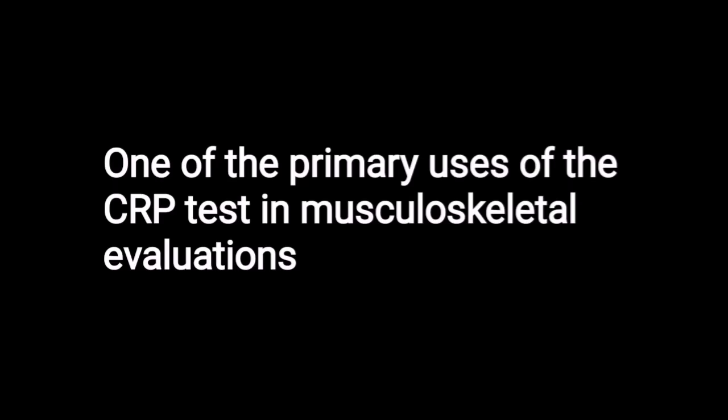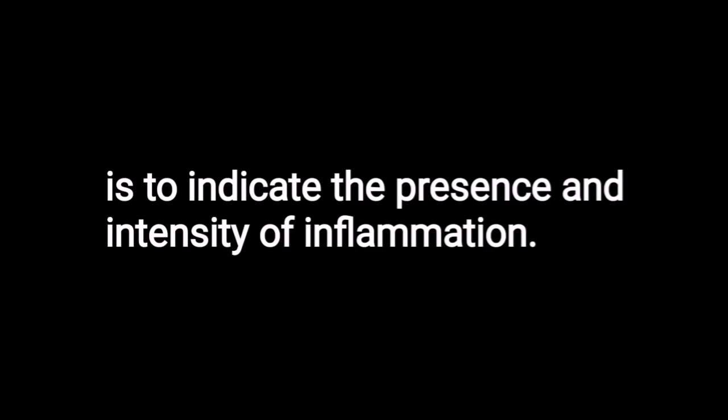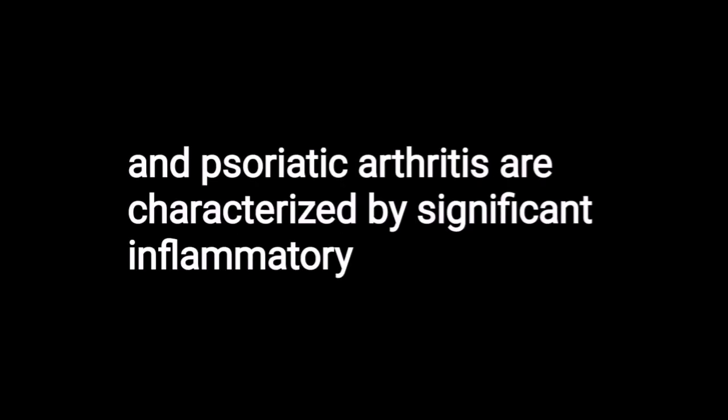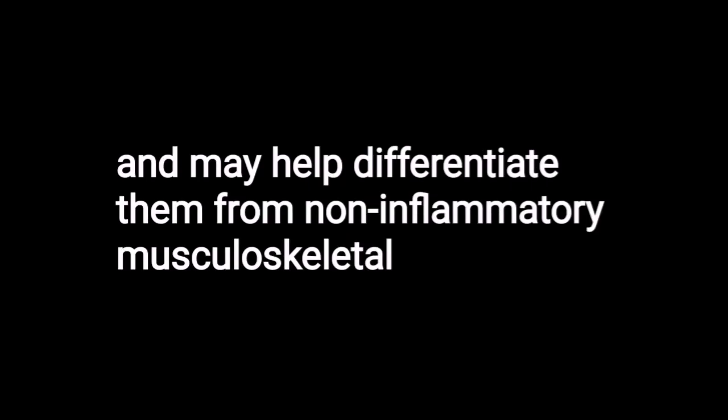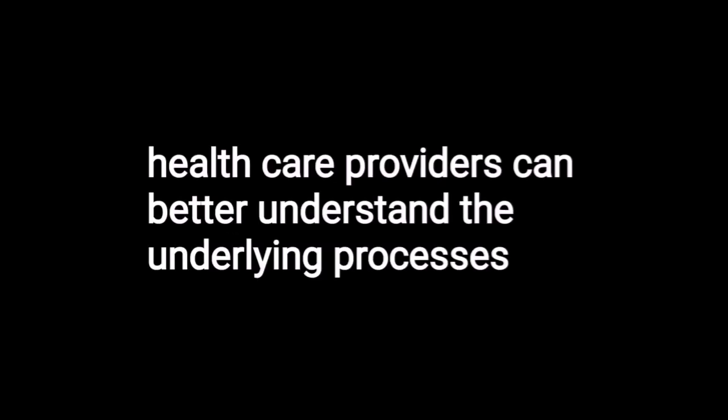Indicating inflammation. One of the primary uses of the CRP test in musculoskeletal evaluations is to indicate the presence and intensity of inflammation. Conditions such as rheumatoid arthritis, ankylosing spondylitis, and psoriatic arthritis are characterized by significant inflammatory responses. Elevated CRP levels can suggest that these conditions are active and may help differentiate them from non-inflammatory musculoskeletal disorders like osteoarthritis. By measuring CRP, healthcare providers can better understand the underlying processes affecting the patient and tailor treatment plans accordingly.